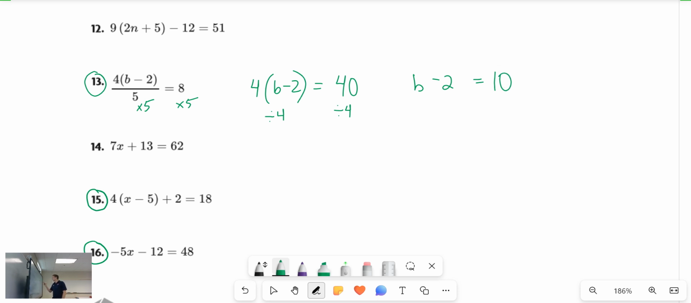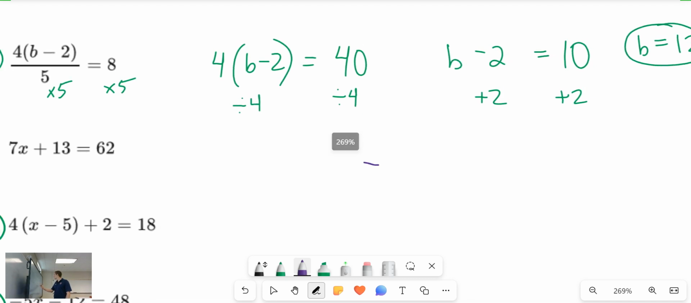And then finally, we're going to add 2 to both sides. Add 2, we get b equals 12. All right, so that is our solution. And our check, let's just make sure. If we plug in a 12, does this work?